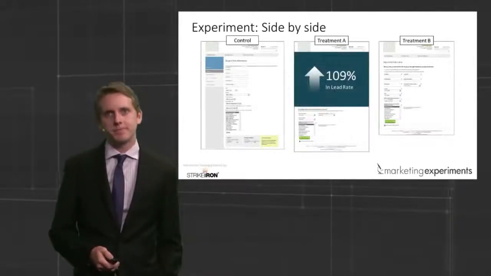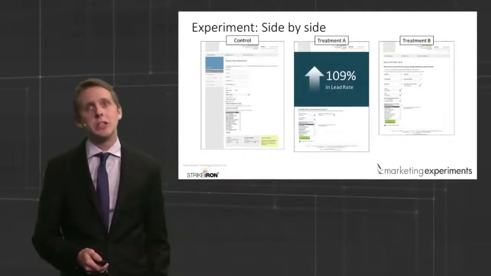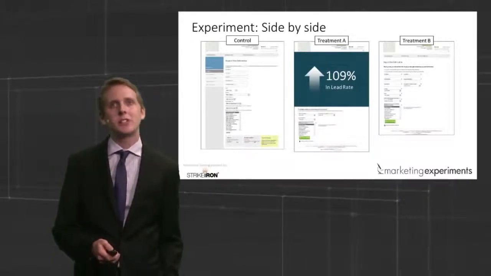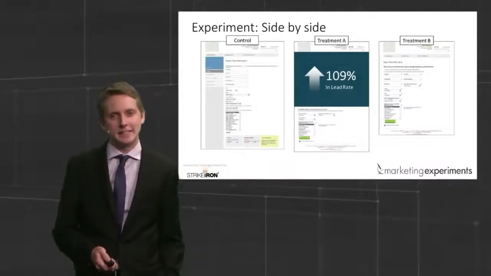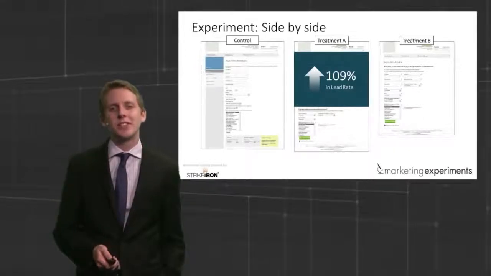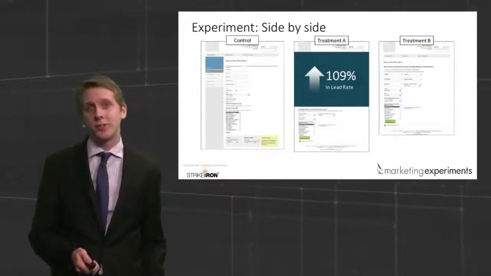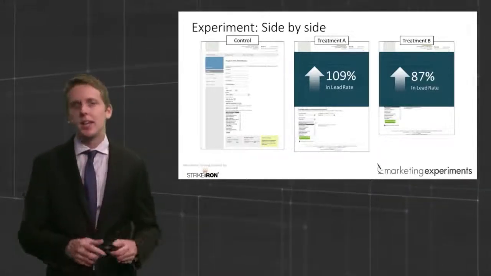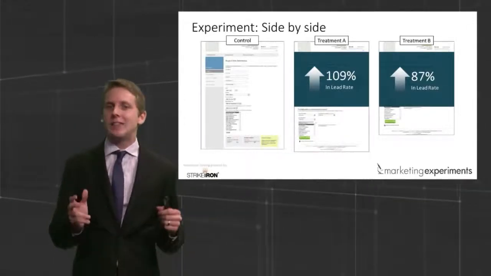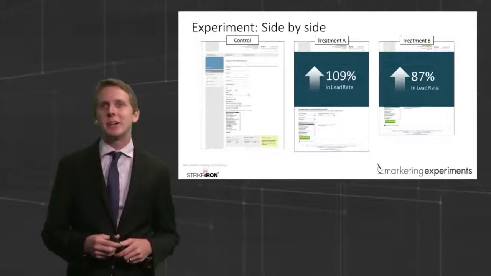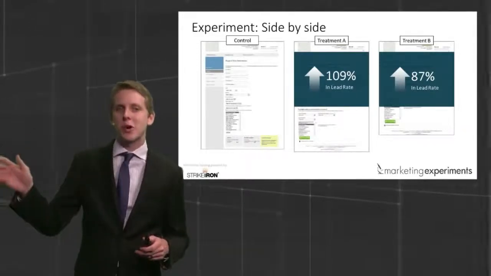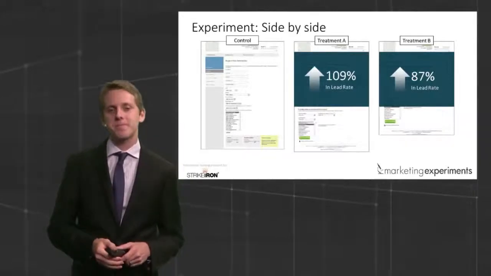Treatment A. If you guessed treatment A, you were right. Treatment A generated a 109% increase in lead rate. Now, keep in mind, we added fields to that process. But B also, if you guessed B for Ben, it also generated an 87% increase in lead rate. So both A and B increased conversion over the control.